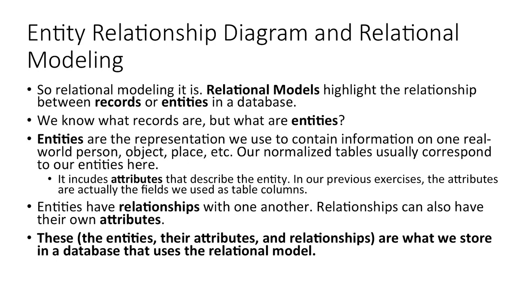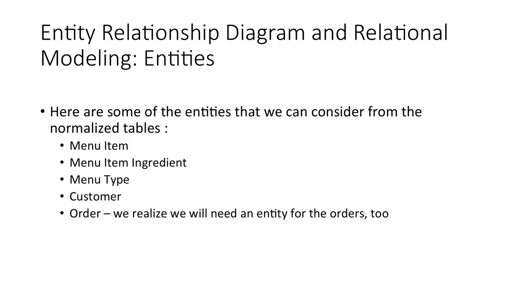Entities have relationships with one another. Relationships can also have their own attributes. These, the entities, their attributes, and relationships, are what we store in a database that uses the relational model. Let's go back to our coffee shop example. What are our entities? Here are some of the entities that we can consider from the normalized table: the menu item, ingredient, menu type, customer.